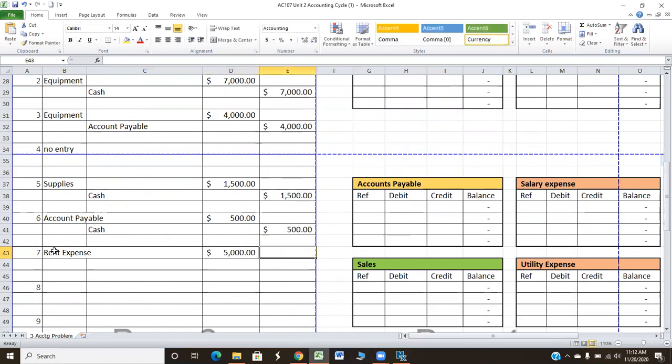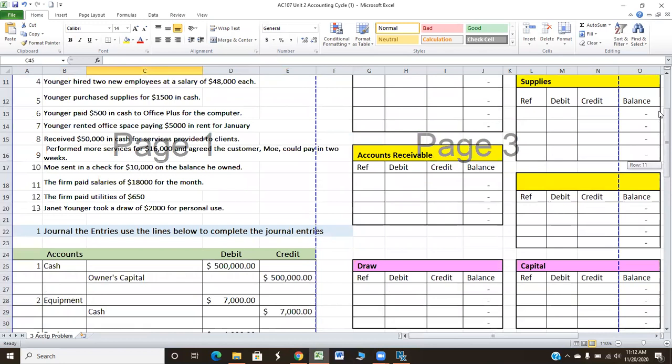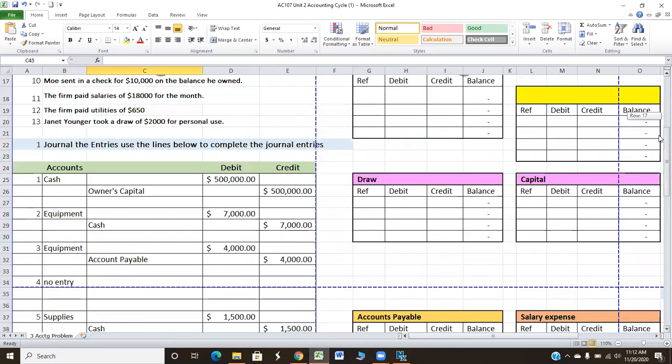And what I say, 5,000, I believe. So we're going to debit rent expense. Expenses are debited when you pay them. We're going to credit cash to show we're paying out cash. Yep, 5,000. Number 8, we received $50,000 in cash for services provided to customers or to clients.